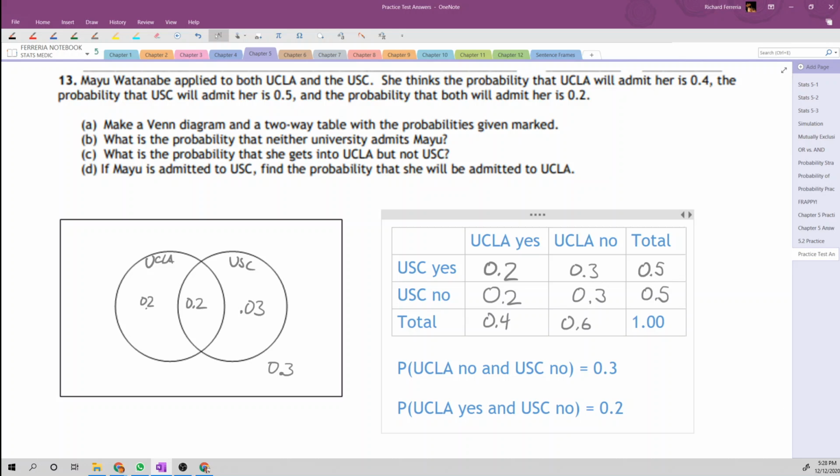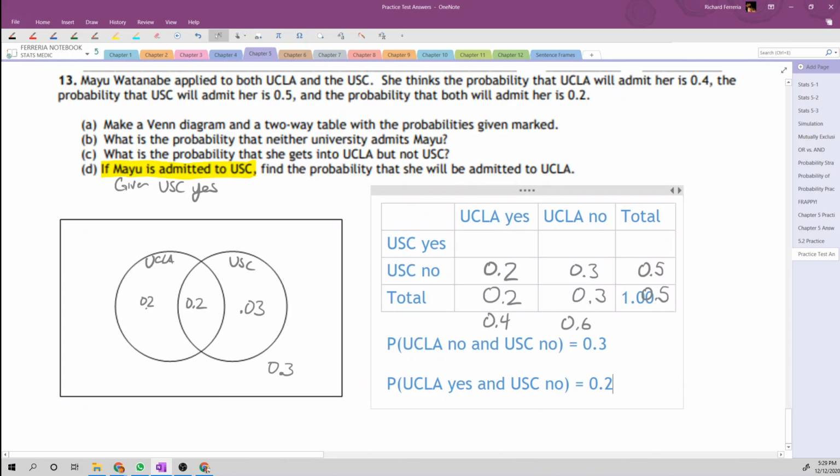And finally, if Mayu is admitted into USC, what's the probability that she'll be admitted into UCLA? And the part that I want to highlight here is if she's admitted into USC, that is code speak for given USC yes. Okay, so we're assuming that she got into USC, so that's USC yes. Let's move this up here so we can fit everything. And this question becomes, what's the probability? Well, we don't know what the first part is, but we know the second part is USC yes. And then we can say the probability that she is admitted into UCLA. So this is UCLA yes.